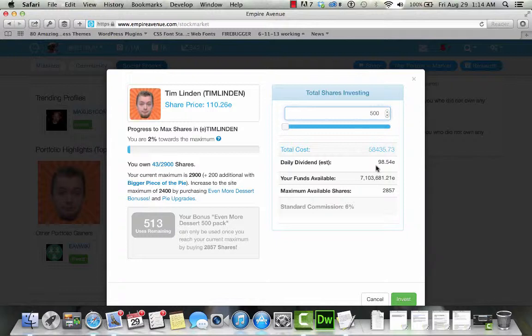So if you think about that for a second, I'm investing 58,000 EVs to earn 100 EVs a day, or what's that, 36,500 EVs a year. So it's going to take a year and a half at this current rate before these EVs will pay for this investment. But that's on the gamified platform of Empire Avenue. There's a different way to look at this.